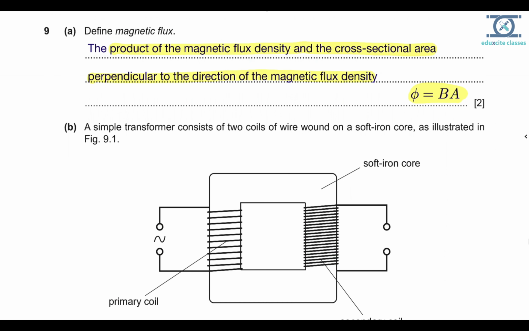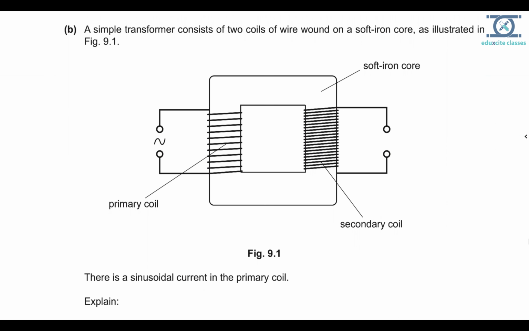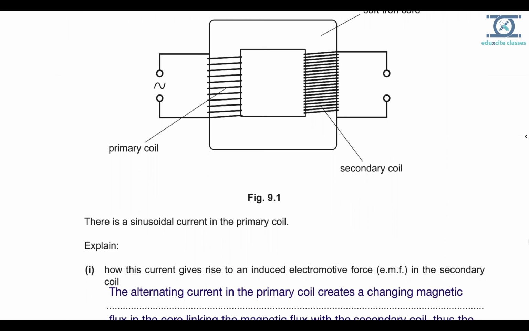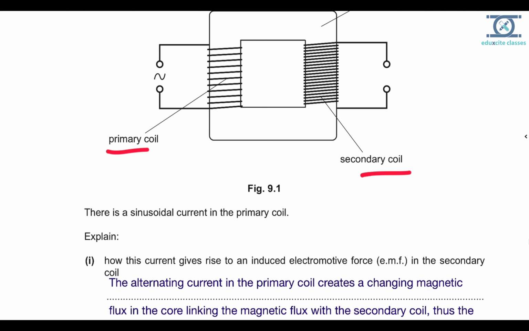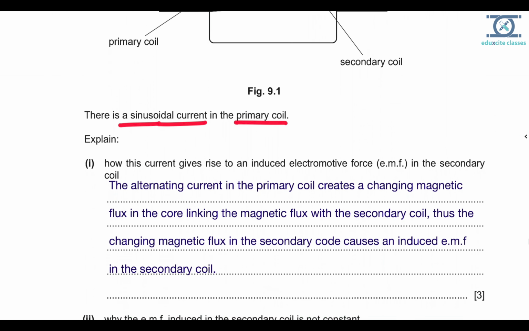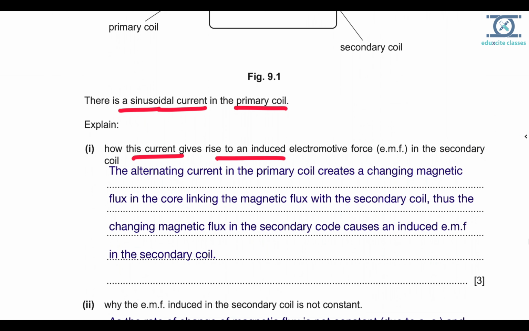Now it is a question of a simple transformer. These are given to you: soft iron core, primary coil, secondary coil, alternating potential difference. There is a sinusoidal, that is an AC current in the primary coil. Explain how this current gives rise to an induced EMF in the secondary coil. That is, you have to explain the EMF induction, that is electromagnetic induction.